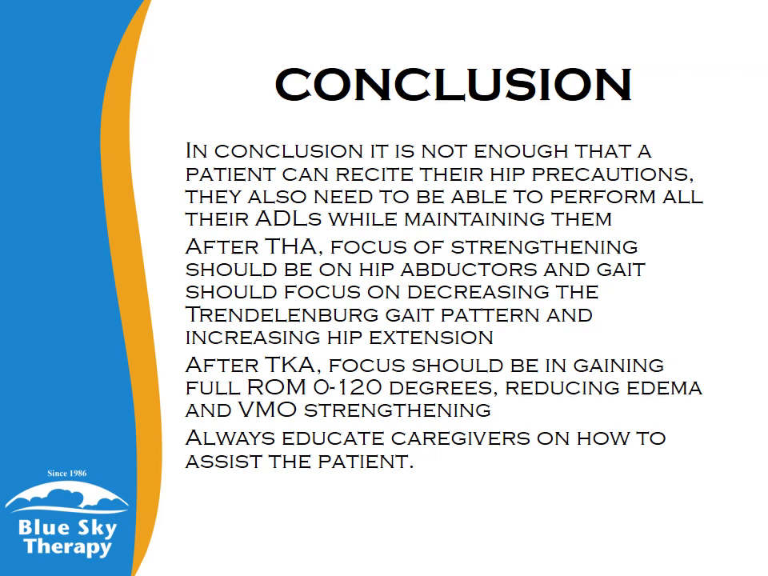In conclusion, it is not enough that a patient can recite their hip precautions. They also need to be able to perform all of their ADLs while maintaining them. After total hip arthroplasty, focus of strengthening should be on hip abductors, and gait should focus on decreasing the Trendelenburg gait pattern and increasing hip extension. After total knee arthroplasty, focus should be in gaining full range of motion 0 to 120 degrees, reducing edema, and VMO strengthening. Always educate caregivers on how to assist the patient.